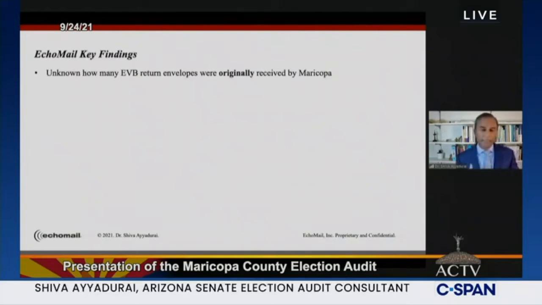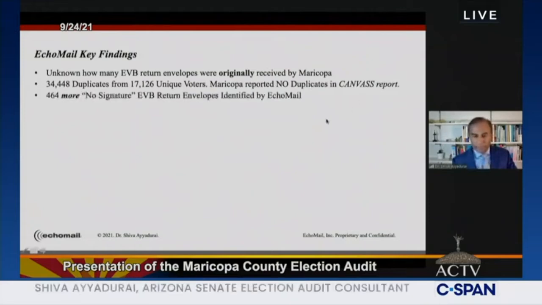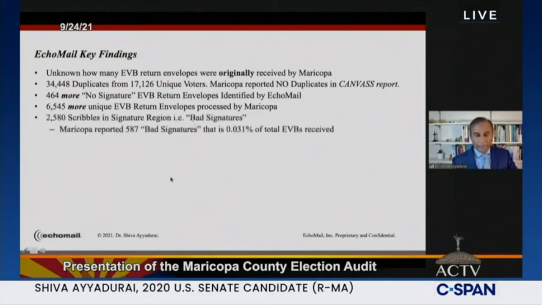One of the key findings is it's unknown how many EVB return envelopes were originally received by Maricopa. We had 34,488 duplicates from 17,126 unique voters. It's actually duplicate images. Maricopa reported no duplicates in the Canvass report. We have 464 more no signatures, between blanks, that were identified by us versus Maricopa. Maricopa has 6,545 more unique EVB return envelopes.